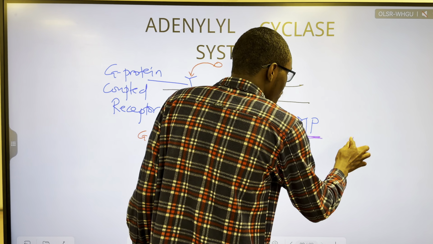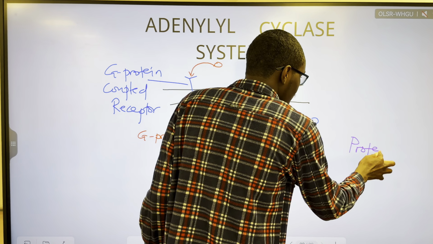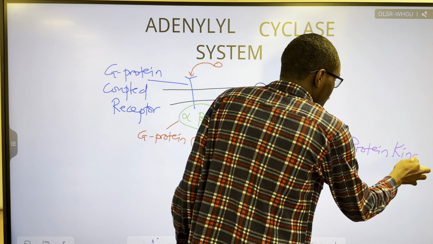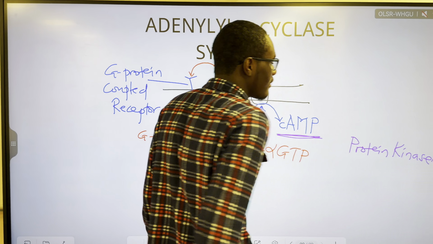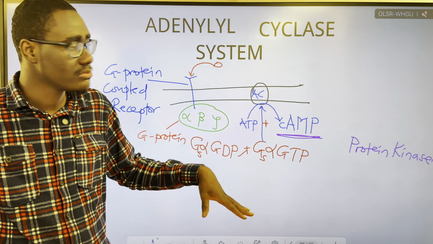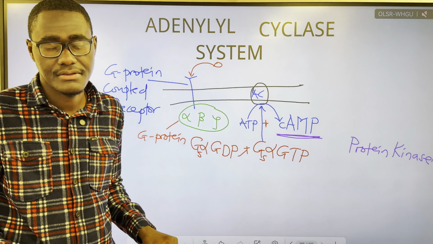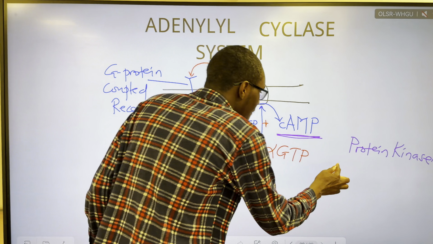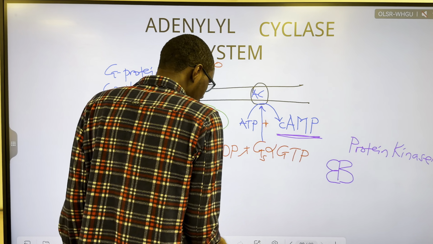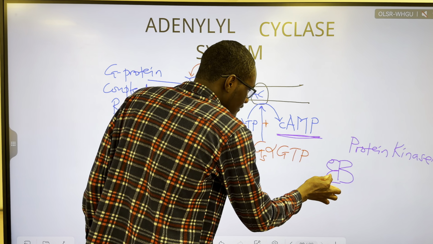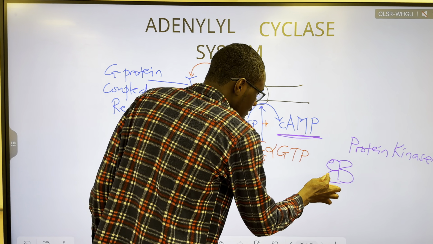The most important thing you need to know is that the cAMP that has been formed is going to bind to what we call protein kinase A. Protein kinase A, as the name implies, is an enzyme, a kinase. But in its inactive form, it doesn't have cAMP. So what is going to happen? Let's represent protein kinase A like this.